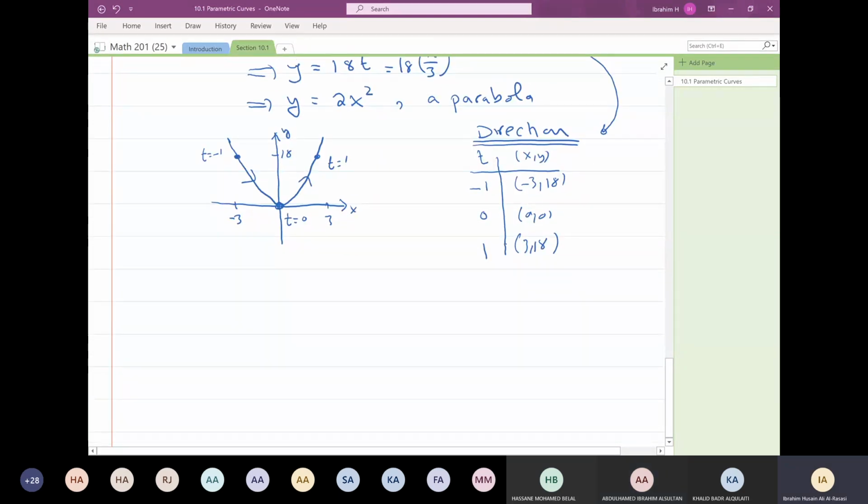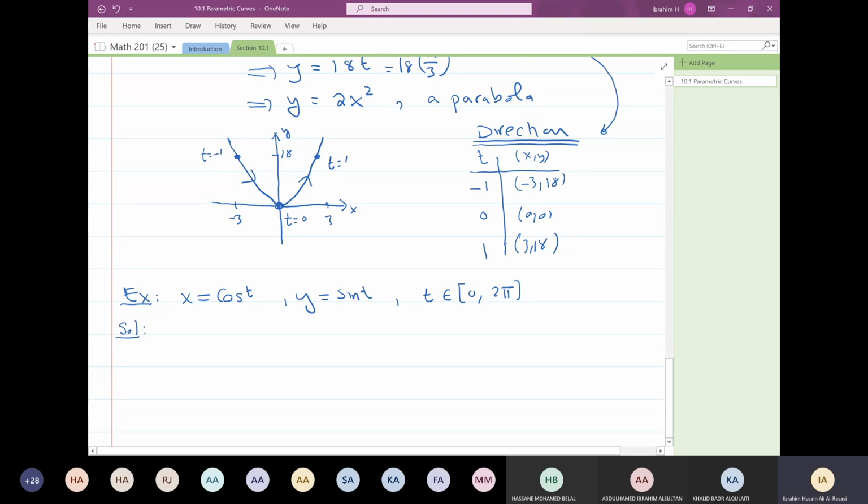Okay. Now we take another example just to see. Example 2. Now I take x equals cosine t and y equals sine t, and we take t in the interval 0 to 2 pi. The question is the same as the above questions. We need to describe, sketch, and indicate direction.